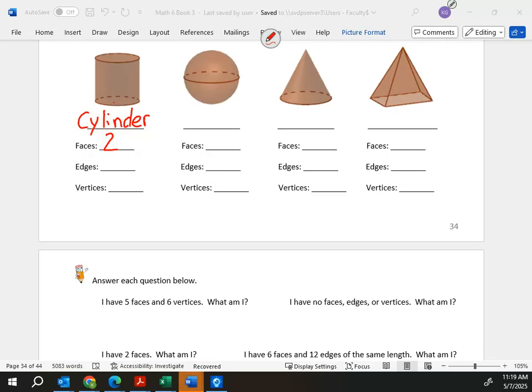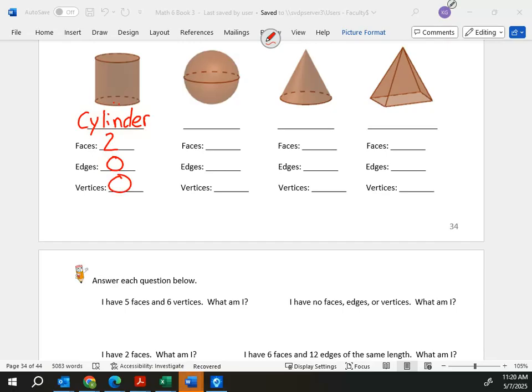How many edges does our cylinder have? Remember, the definition of an edge is a line segment where 2 faces meet. Maddie? 1. Very good, 0. Our 2 faces never meet. So there are no edges. Because a line segment is straight. It is curved going around. How many vertices does it have, James? 0. There are no points.